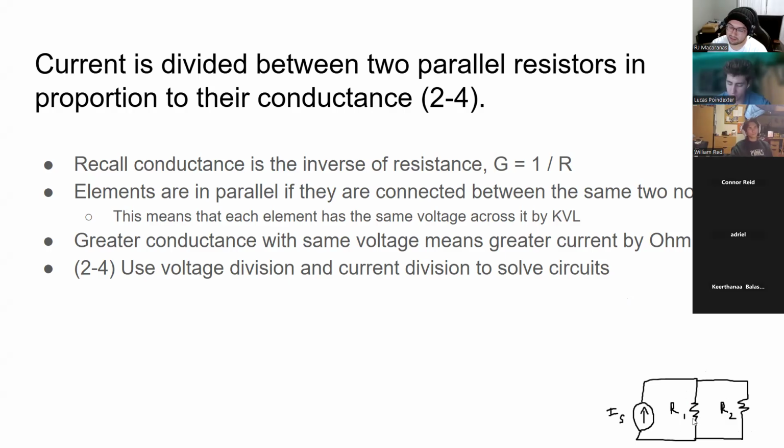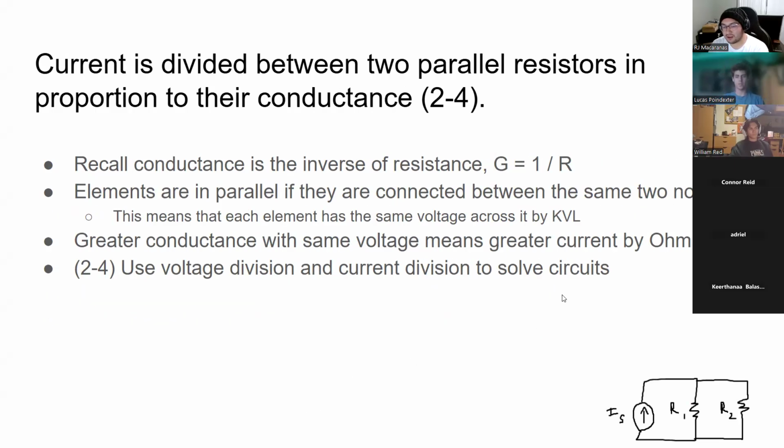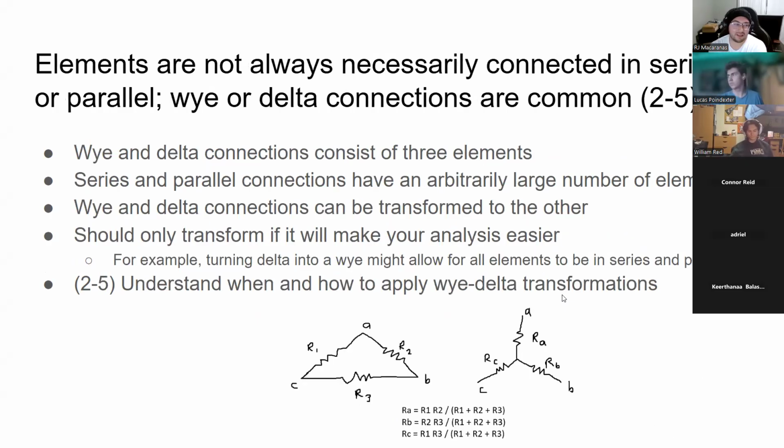Obviously, each of these will have the same voltage across them as we had discussed before. But there are a bunch of fancy equations that you can use to solve the voltage divider and the current divider, and we'll look at examples of how to do that in the next section there. But next, there are also these transformations, right?